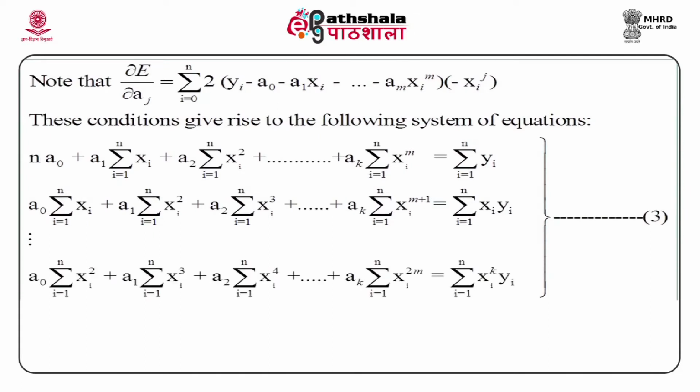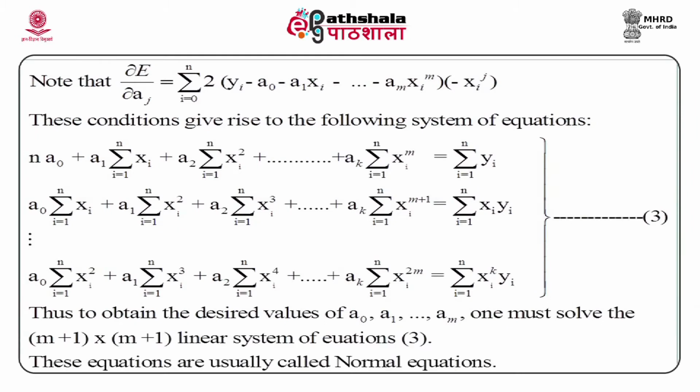If you write for j equal to 0, 1, 2, 3 up to m, then I will get m plus 1 equations in m plus 1 unknowns, and these m plus 1 equations are given here, which I will not read through. Thus, to obtain the desired values of a0, a1, a2, a3, one must solve this m plus 1 by m plus 1 linear system of equations 3. These equations are usually called normal equations.